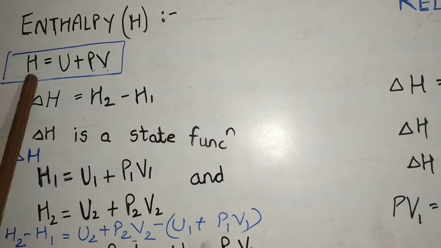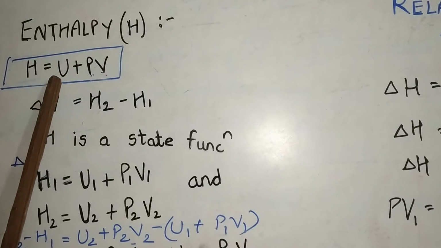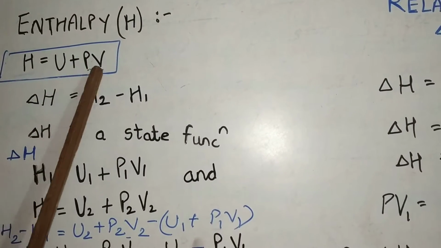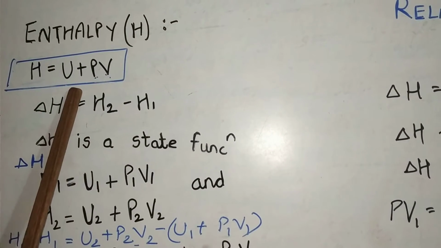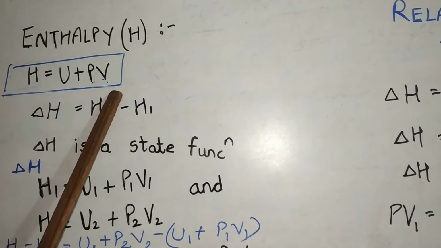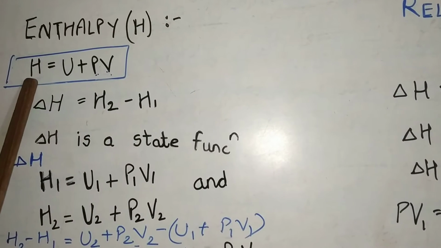So, how is it defined? It is defined as the sum of internal energy of the system and PV type of work done by the system. This is said to be enthalpy, and on the basis of the expression for enthalpy, we have the definition of enthalpy as I just said now. So this is enthalpy H.